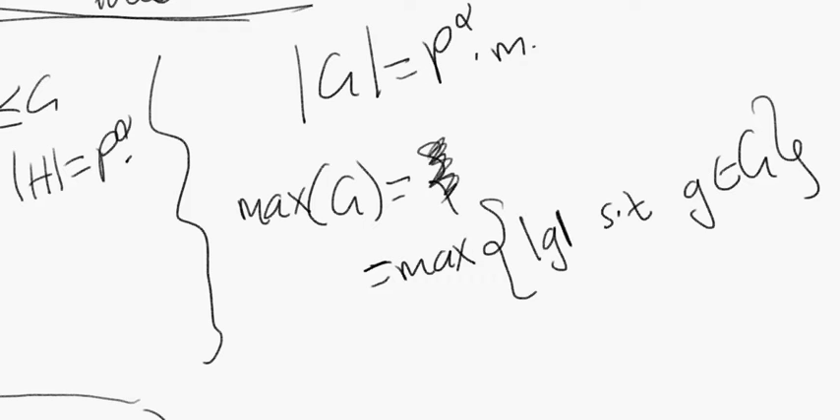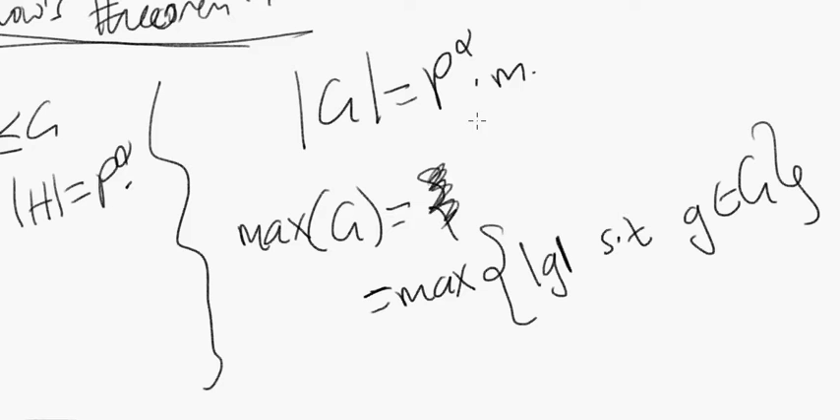Now, if that order turns out to be p to the alpha times m, did we show before that in that case we're done? Wouldn't that mean that G is cyclic? If G is cyclic, can't we conclude that there's a subgroup of order p to the alpha? So the cyclic case seems to shut it down.